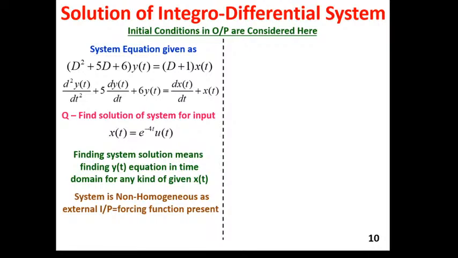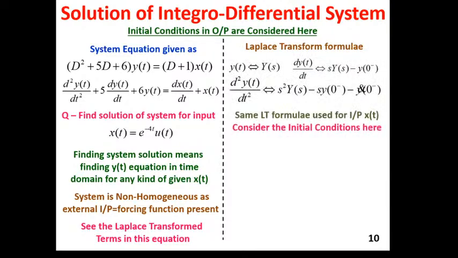The forcing function is nothing but e raised to minus 4t. So this is a non-homogeneous system, and this is a second order differential equation. We are supposed to find the solution of this system. See the Laplace transform of each term in this equation with initial conditions.